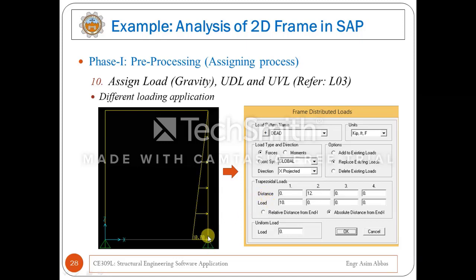The first point is located at the 0 location, so the distance of this point will be 0 and the load magnitude at this point is 10. Similarly, the second point is this one. What is the distance of this point from this location? It is 12, and the load magnitude at this location is 0. You keep these values, and this load will be applied. Okay, this is all about phase 1. Now coming toward phase 2.